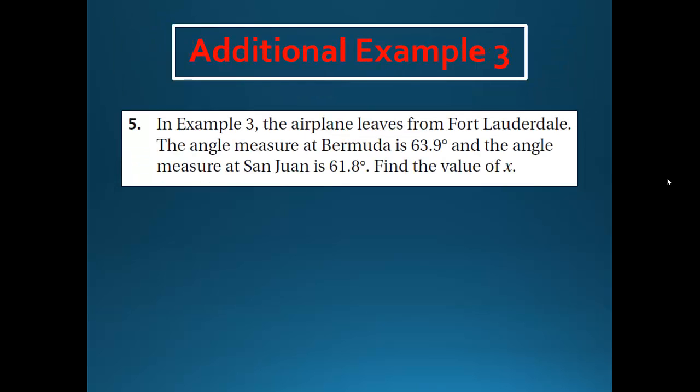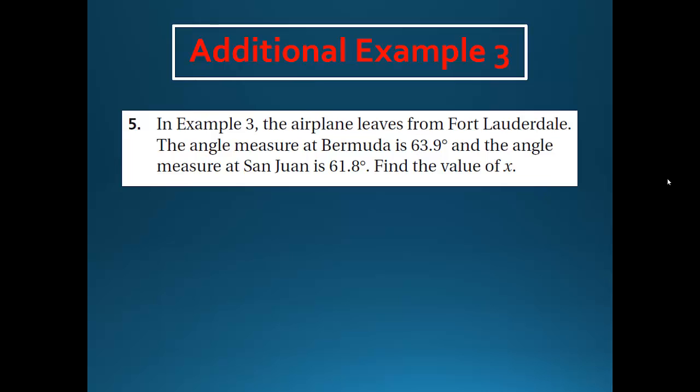Now we have an additional example. You can pause the video and try it on your own, or you may follow along. In example 3, the airplane leaves from Fort Lauderdale. The angle measure at Bermuda is 63 9/10 degrees, and the angle measure at San Juan is 61 8/10 degrees. Find the value of x.